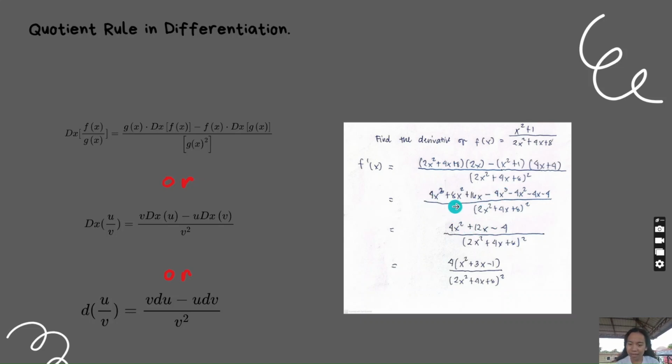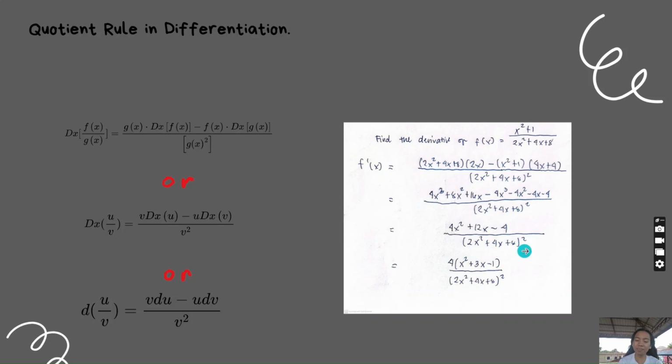And then we have also found that 8x squared and negative 4x squared can be put together. So 8x squared minus 4x squared, that is 4x squared. And then 16x and negative 4x, that's 12x. And then we will just copy here negative 4 since we don't find any other constant to combine with it. So combining them together by their operations, we have obtained 4x squared plus 12x minus 4, all over 2x squared plus 4x plus 8 squared, since we are not going to forget our v squared.